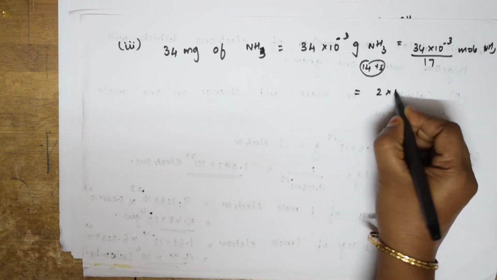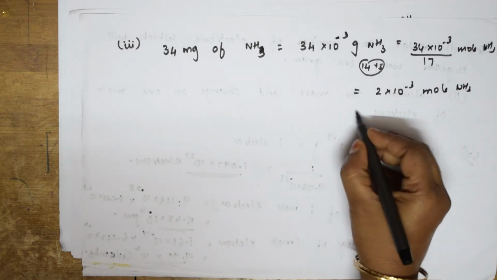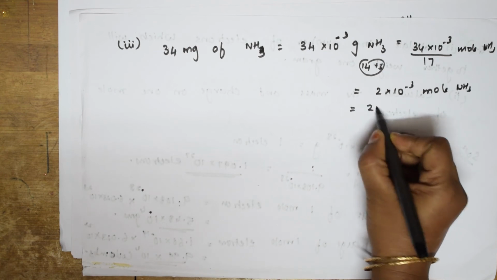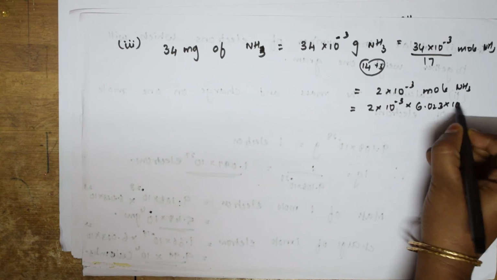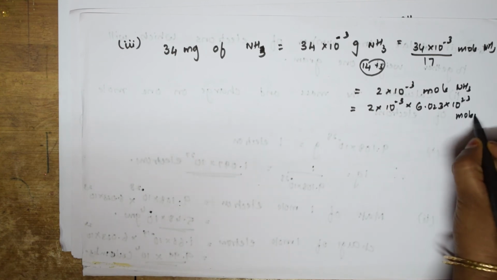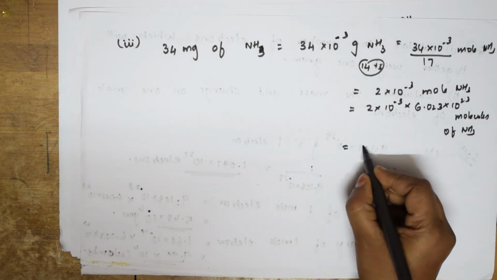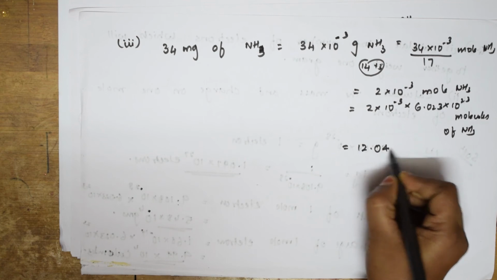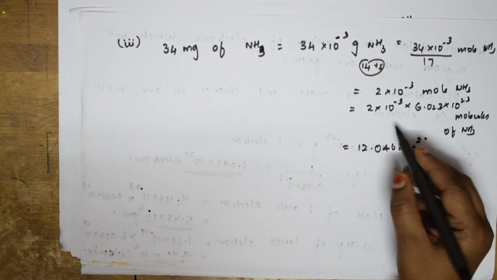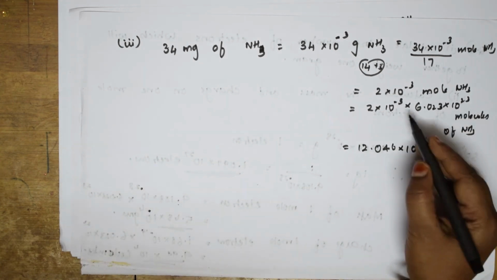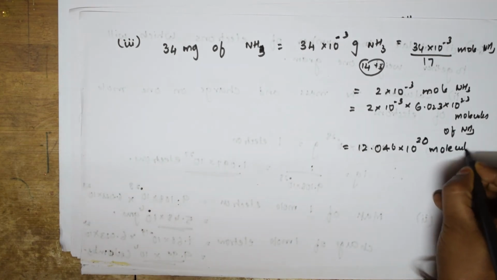This comes to 2 into 10 raised to the power of minus 3 moles of ammonia. Further, I also need to convert moles: 2 into 10 raised to the power of minus 3 into 6.023 into 10 raised to the power of 23 molecules of ammonia. If I multiply, I get an answer of 12.046 into 10 raised to the power of 20, since 3 plus 3, minus 3 and plus 23, so this becomes 20 molecules of ammonia.